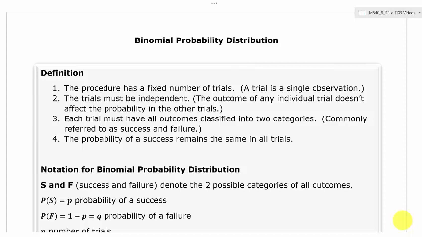The second condition is that the trials must be independent of one another. In other words, the outcome of any individual trial doesn't affect the probability in the other trials. So the probability of having a success needs to be the same every single time. The third, each trial must have all outcomes classified into two categories, commonly referred to as success and failure. So there can only be two outcomes. Number 4, the probability of a success remains the same in all trials.